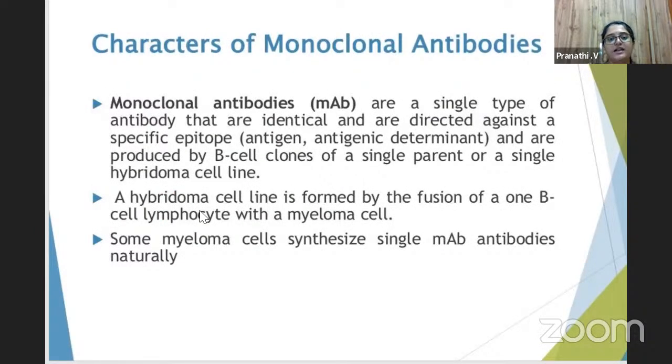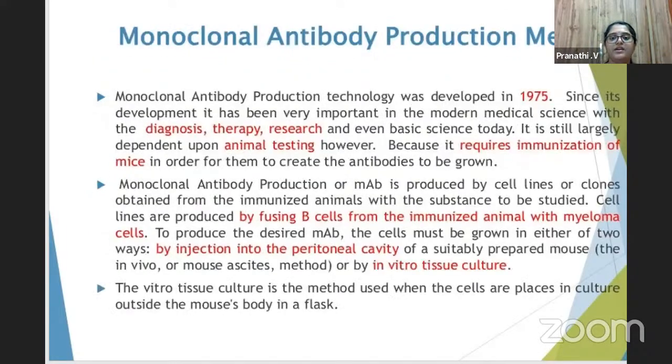What are the uses? It's single type, so it is identical. It is directed only against one particular antigen and antigenic determinant. It's also produced by B cell clones of one single parent. So only a single hybridoma cell line is present. So, like I told you, what is it used for? It is seen in diagnosis, research purposes, therapeutic purposes. Because of which it can actually help in curing certain types of diseases also.